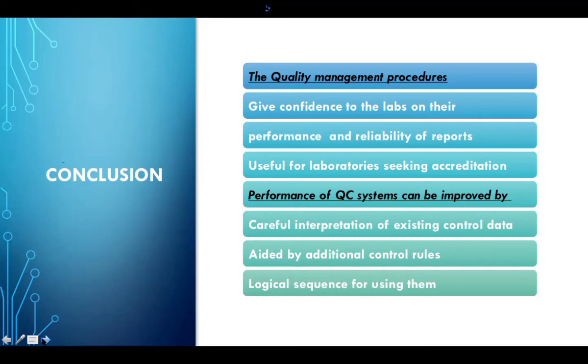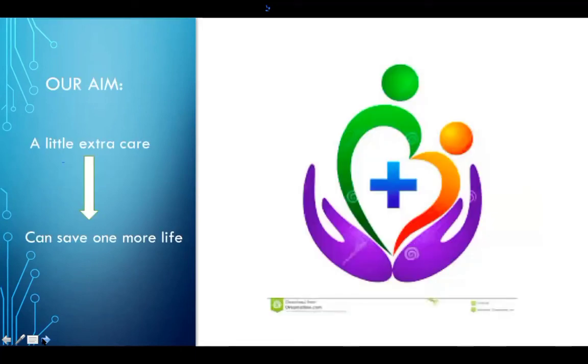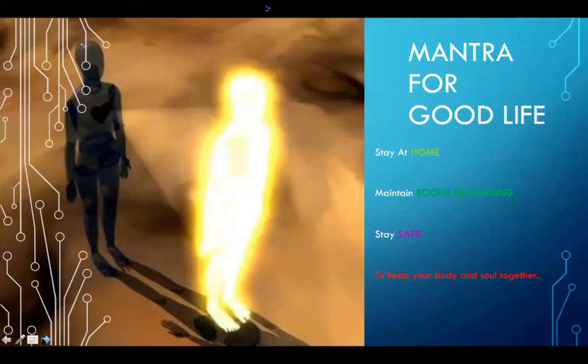How can we improve QC? By careful interpretation of control data, by following QC rules, and in a logical manner. Our aim is, with a little extra care, we can save one more life, or we can be instrumental in saving one more life.